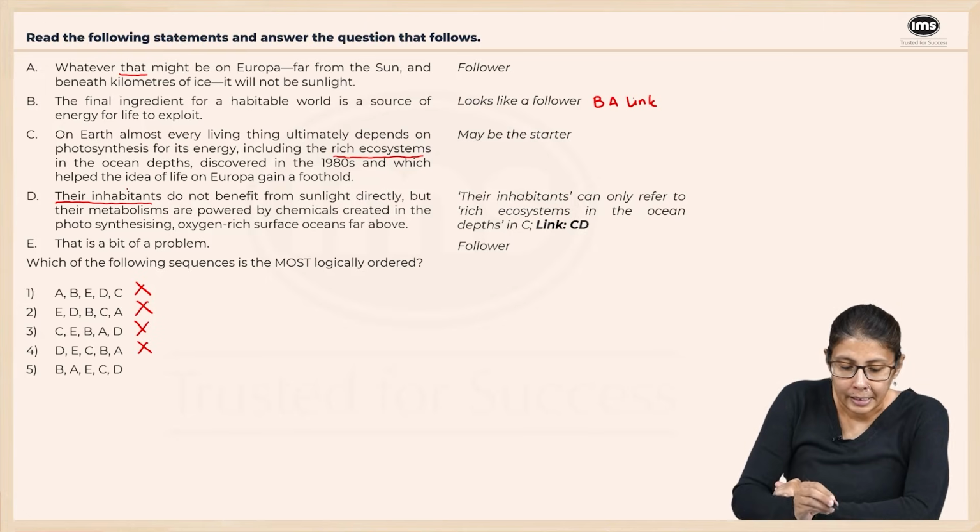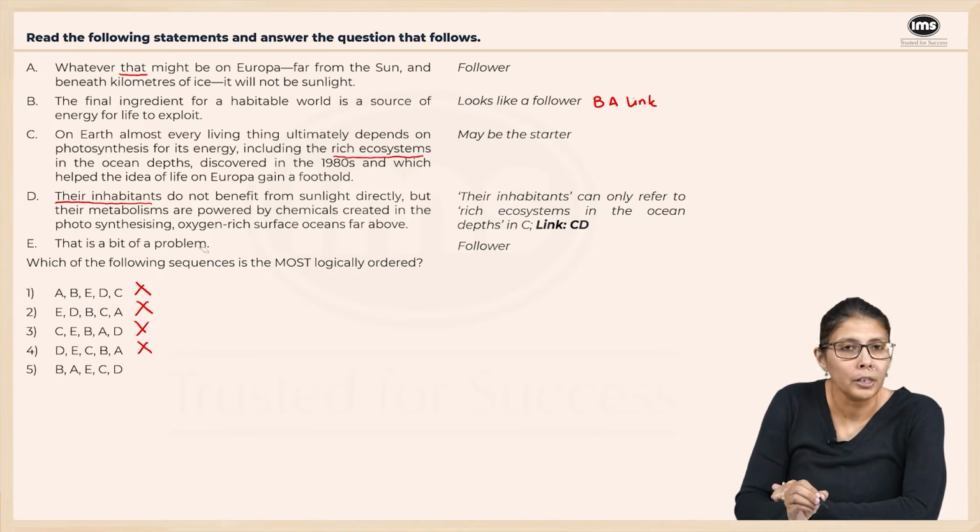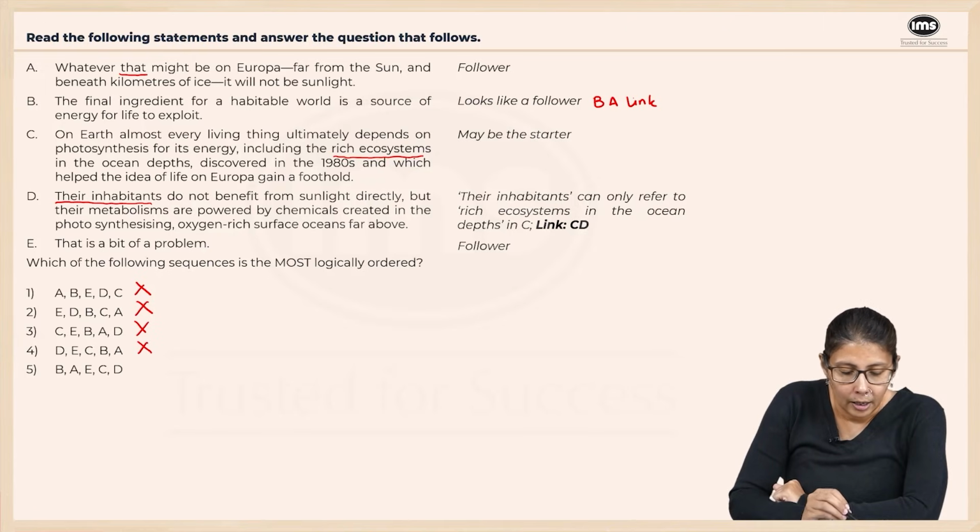After that, I put E. That is a bit of a problem. After this, I'll have to explain what the problem is, pretty much. So, after E, if I put C, it explains the problem. Because on Earth, every living thing depends on photosynthesis for its energy.